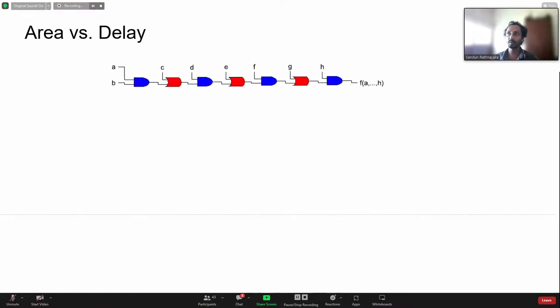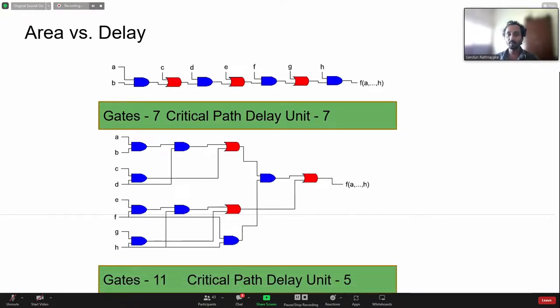I will take this example. The same logic can be implemented in different ways. The top circuit and bottom circuit are logically exactly the same, but the top one has 7 gates. If some signal is changing, it has to go through 7 logic elements, so there will be a delay of 7 units. The bottom one has more logic elements because we intend to do more things in parallel, but then we reduce the delay. Now the critical path delay is 5. Synthesis also has to cater to this factor. If you focus on area, we will lose timing. If we focus on timing, we will lose area. The best thing is to focus on the best use of both. That's what synthesis engines normally do.